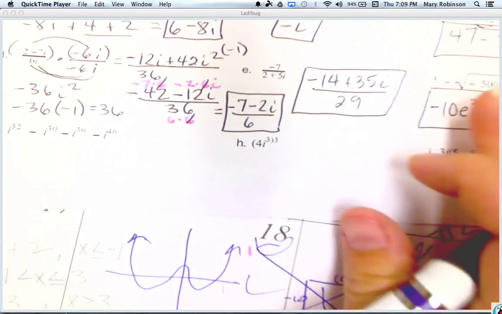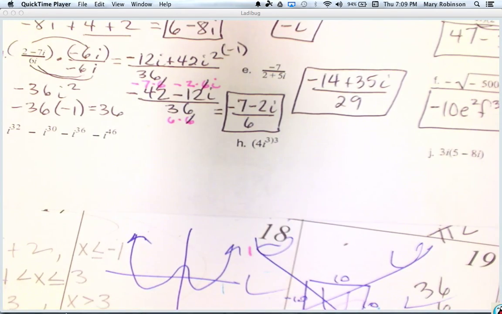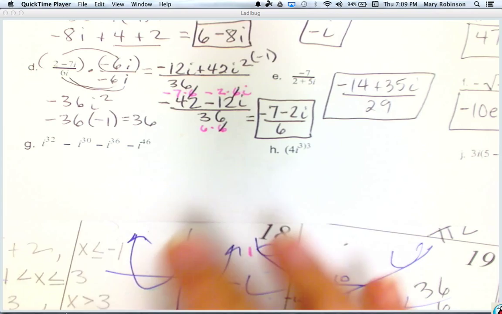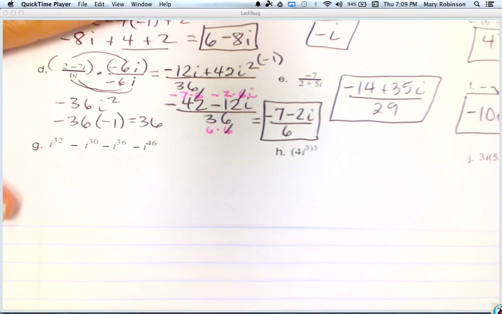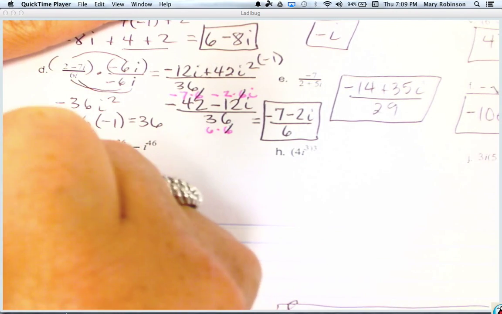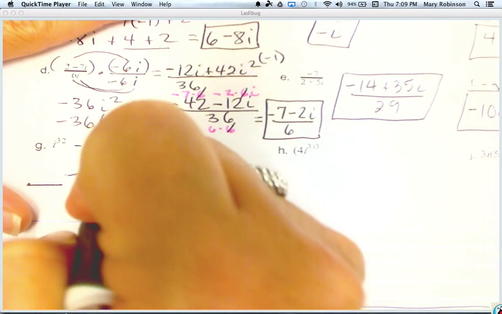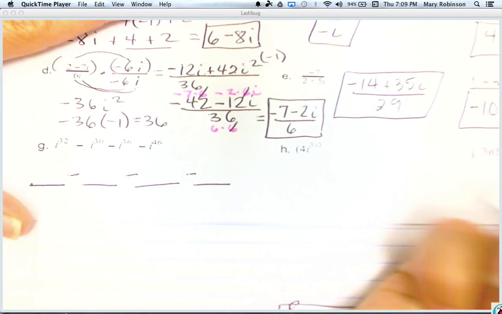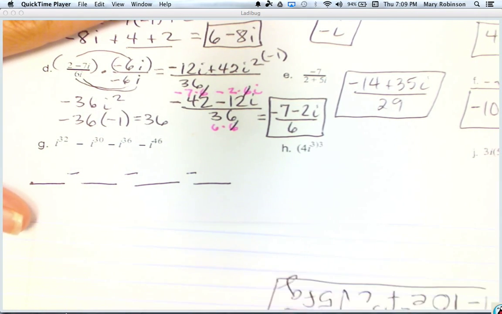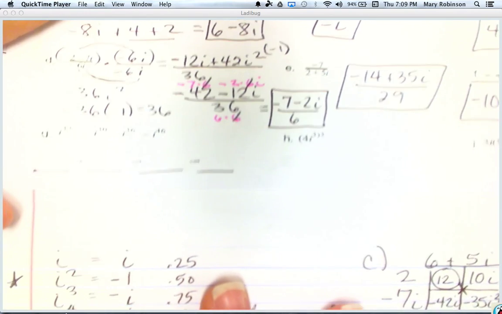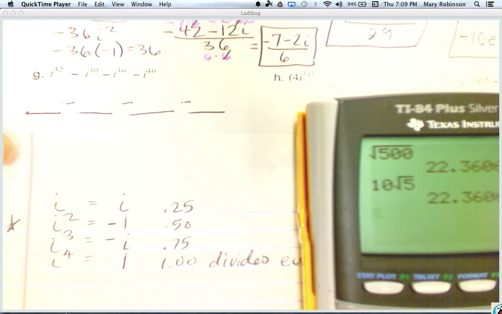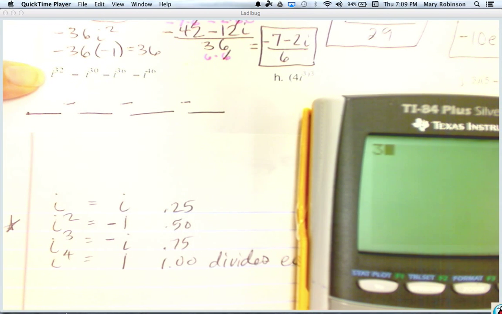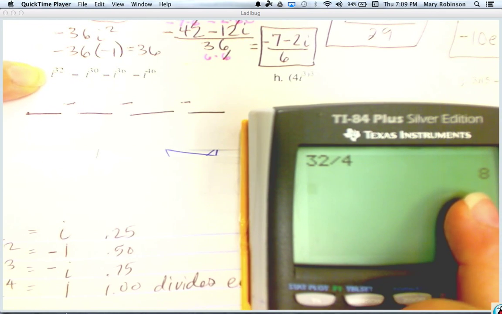All right. Now on to G. I highly recommend that for this problem you write out some blanks. We have a number minus a number minus a number minus a number. Okay? What you want to refer to is your chart here and divide each of these exponents by 4. If you divide 32 by 4, it divides evenly with no remainder.